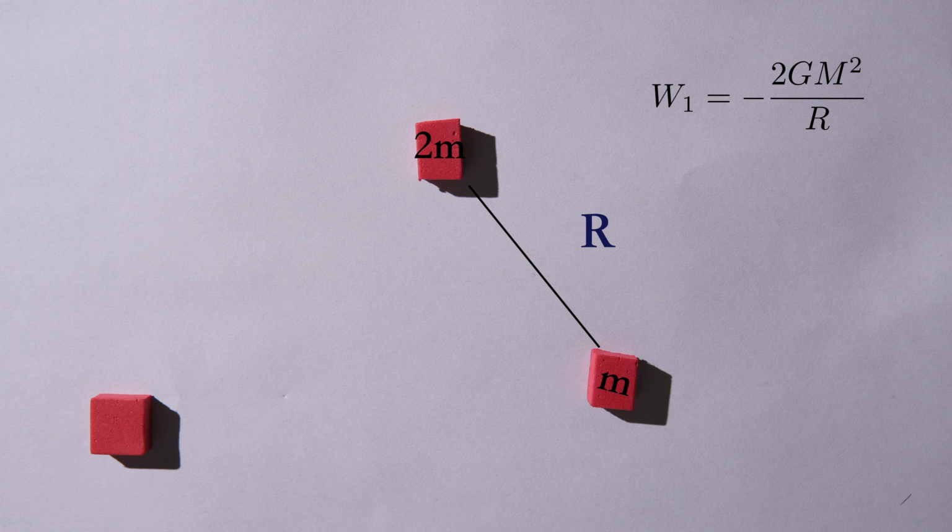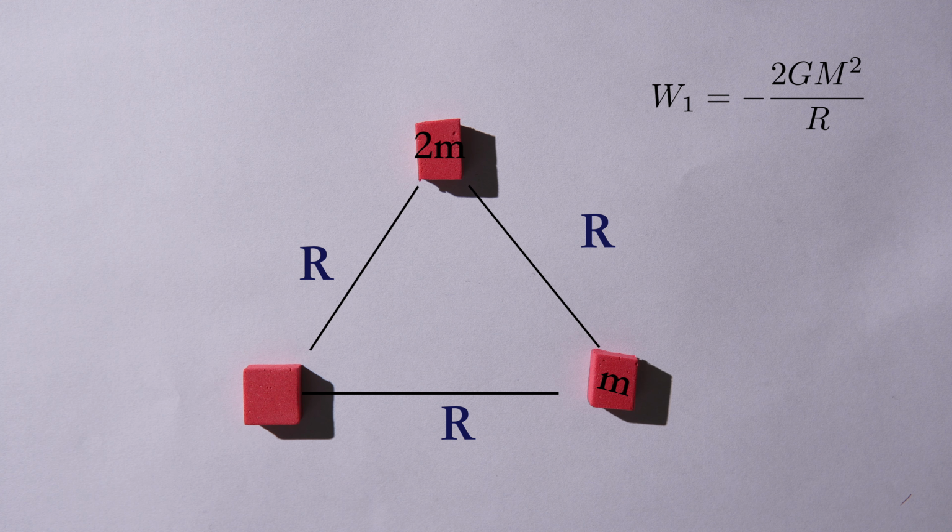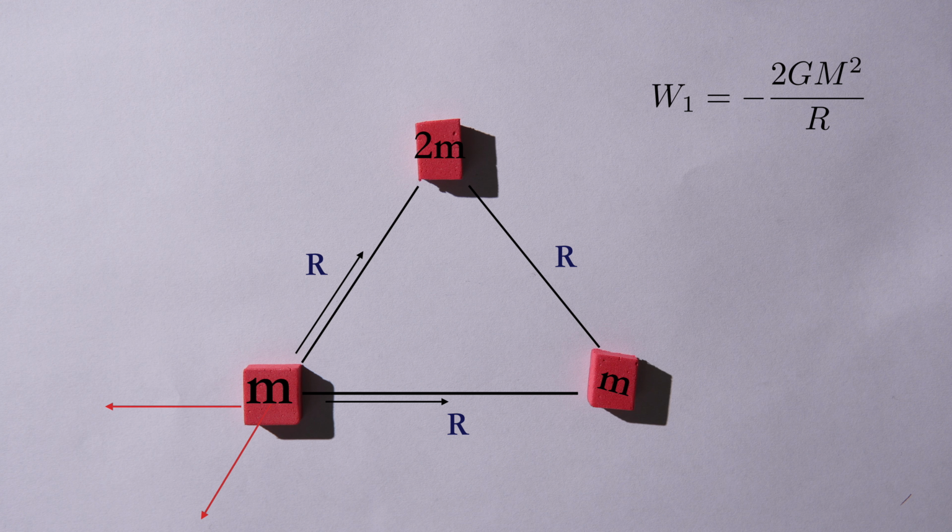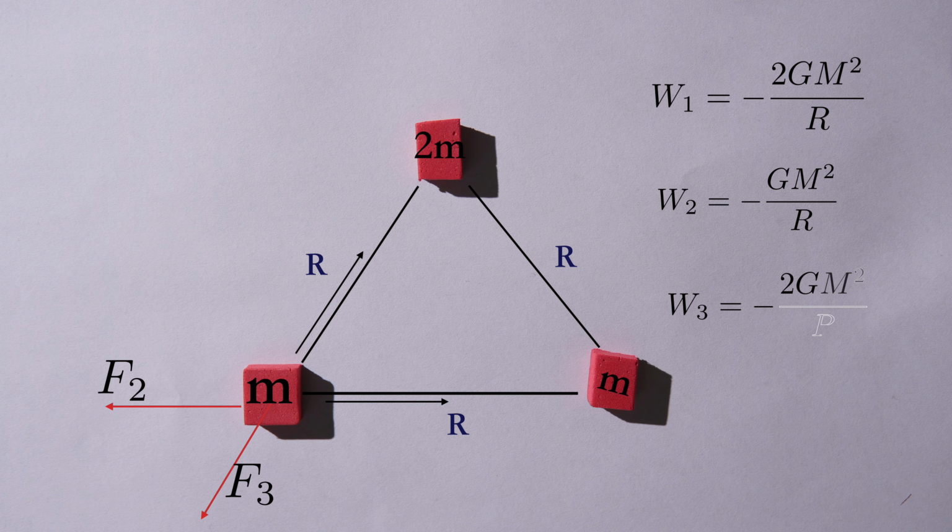Finally, we bring in the third mass. Now this mass is attracted by both masses already in the system. The black arrows show the gravitational pulls, while the red arrows show the external forces we must apply to balance them. First, let's calculate the work done against the attraction from the m mass. The contribution is: Next, we calculate the work done against the attraction from the 2m mass, contributing another term.